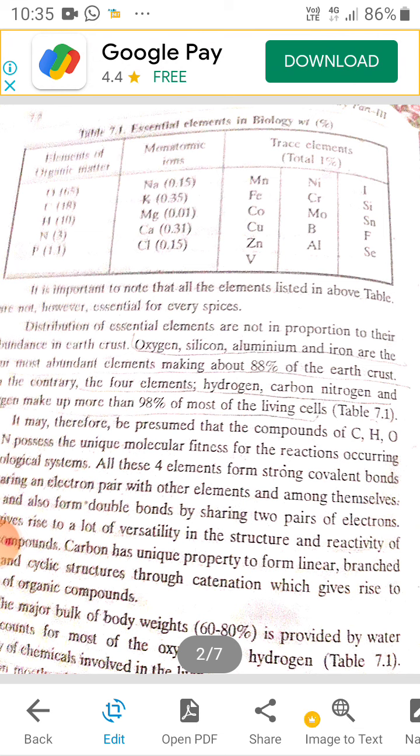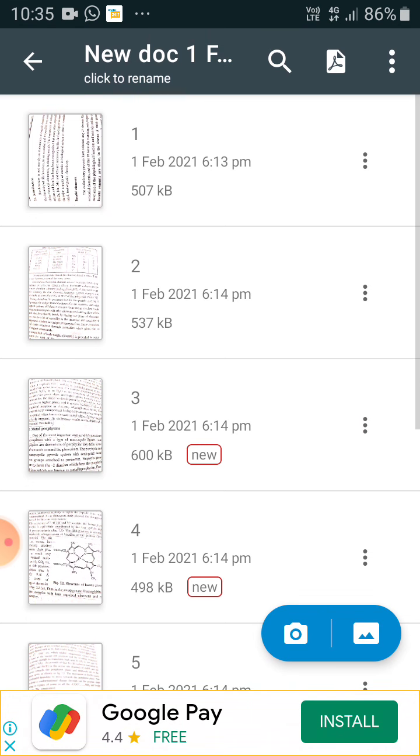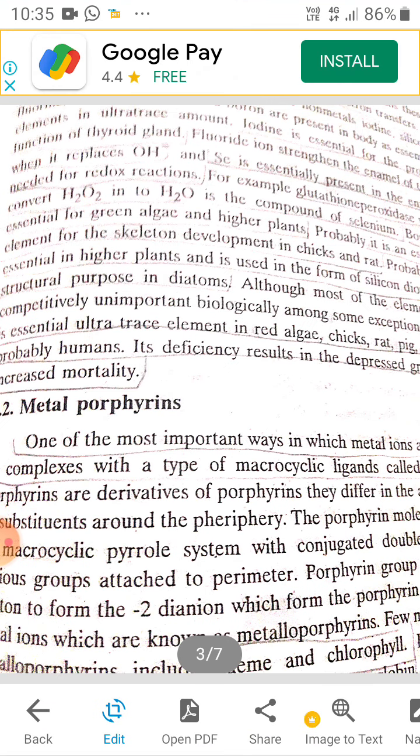Trace elements are the elements which are essential for the body and are found in very small amounts, such as vanadium, chromium, molybdenum, iron, nickel, copper, zinc, and manganese. These are present in very small quantities, and these small quantities are very rich in electron transfer. Iodine is essential for the proper functioning of the thyroid gland.